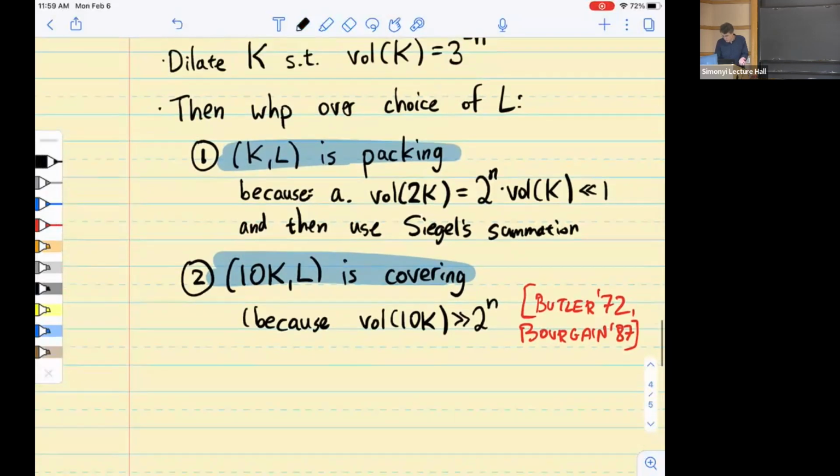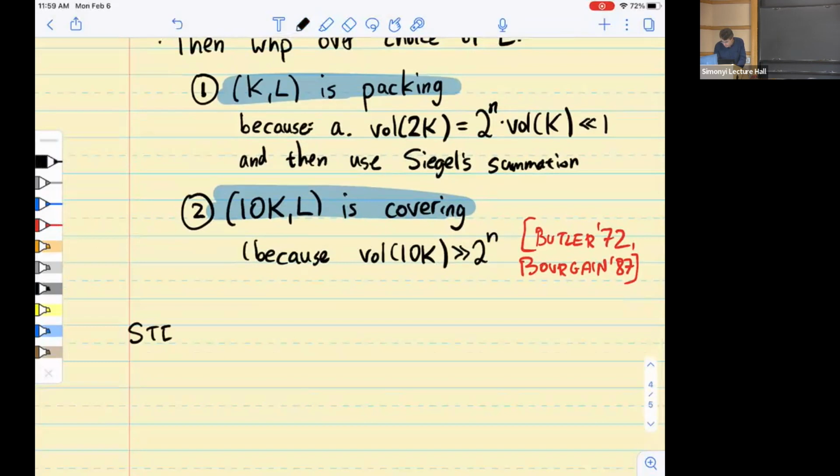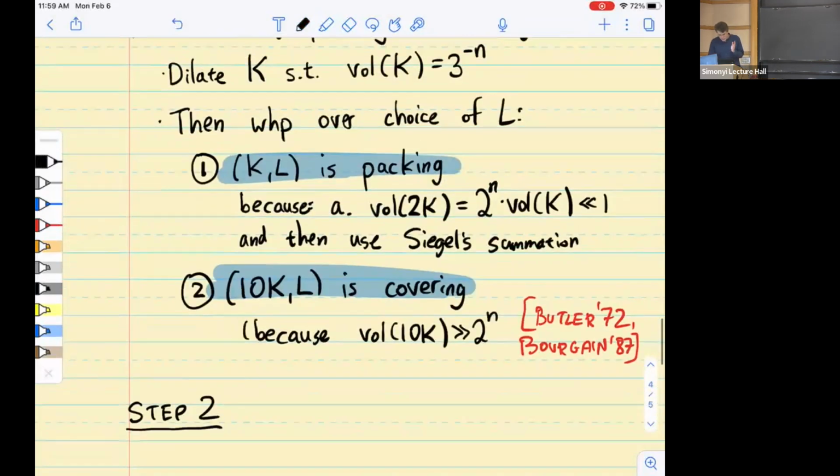But Bourgain's proof is very nice. It's a Fourier theoretic proof, and we have something similar. Okay. So again, why do I care about covering so much? This is where it becomes more interesting. This is really the key to the whole proof: discretization.